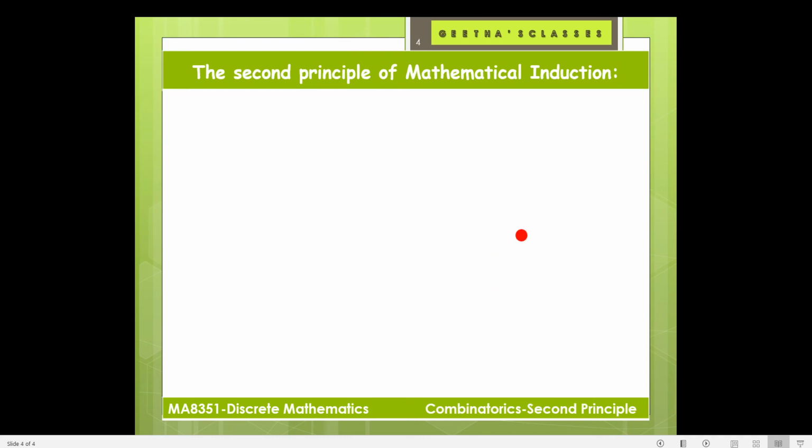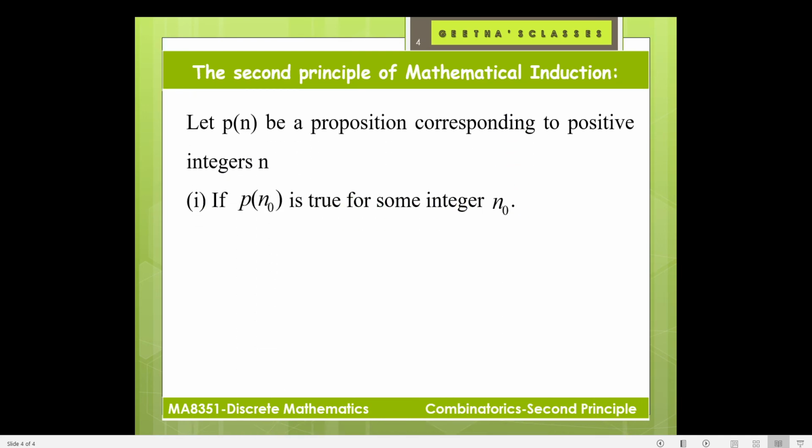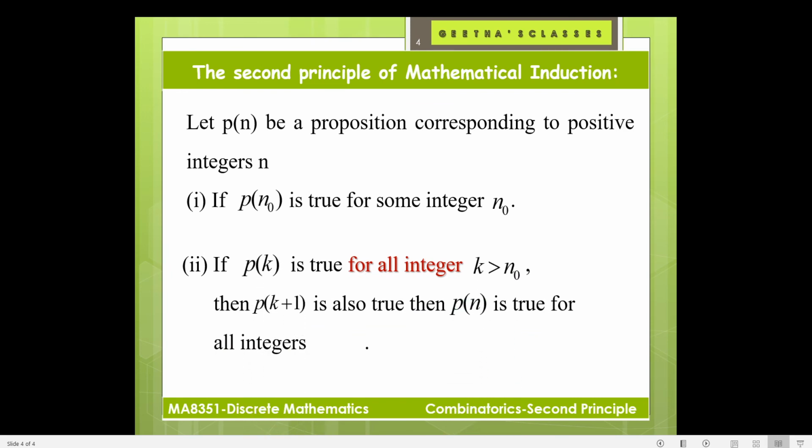Now we are moving into the second principle. The same definition we are writing for the second principle also. Let p of n be a proposition corresponding to positive integers n. If p of n naught is true for some integer n naught, so we are checking for n naught true. N naught, the value starts from 1, so p of 1 is true. Now the second condition: if p of k is true for all integers k greater than n naught.